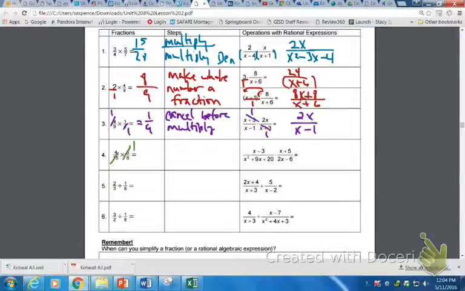Put another 5 down there. 4 would become 2, and 6 would be 3. So what does that give us? 2 ninths. So again, we did some canceling.